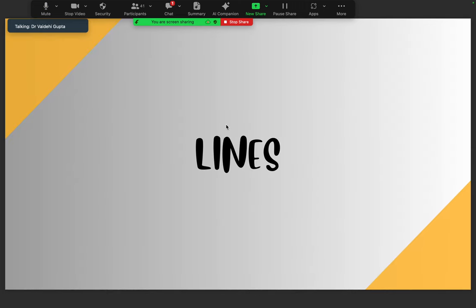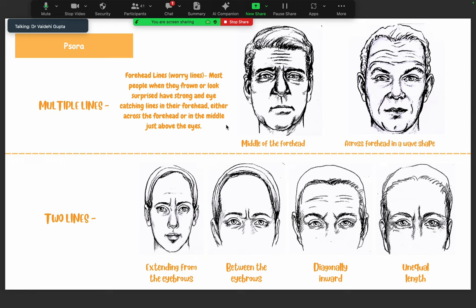Next one is lines. There are several lines on the face, like multiple lines, it may be two lines or maybe just one line. The lines may be on the forehead, in the middle of the forehead, or across the entire forehead. They may be straight in structure or curvy. In the upper two pictures, in the first one the lines are in the middle region, while in the second one they are across the entire forehead. In the first one, it is quite straight, while in the second one it is quite wavy, and both are in Psora.